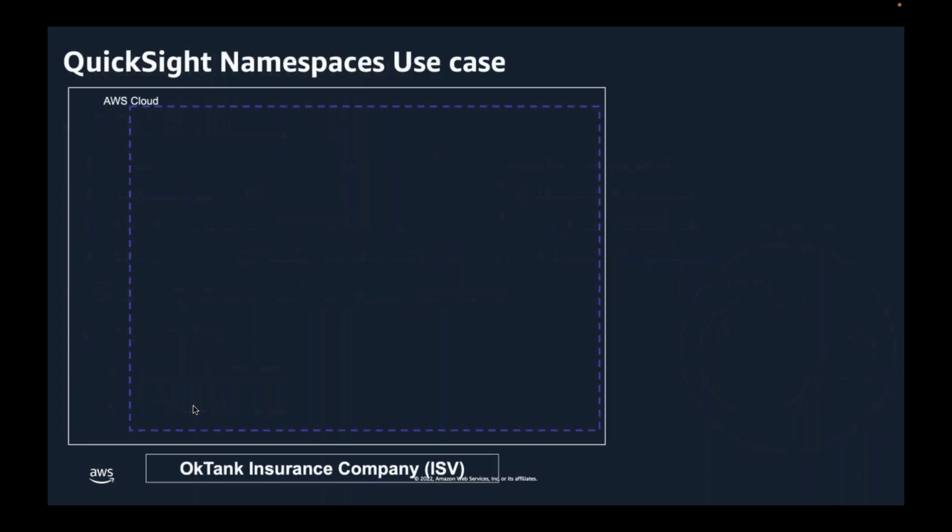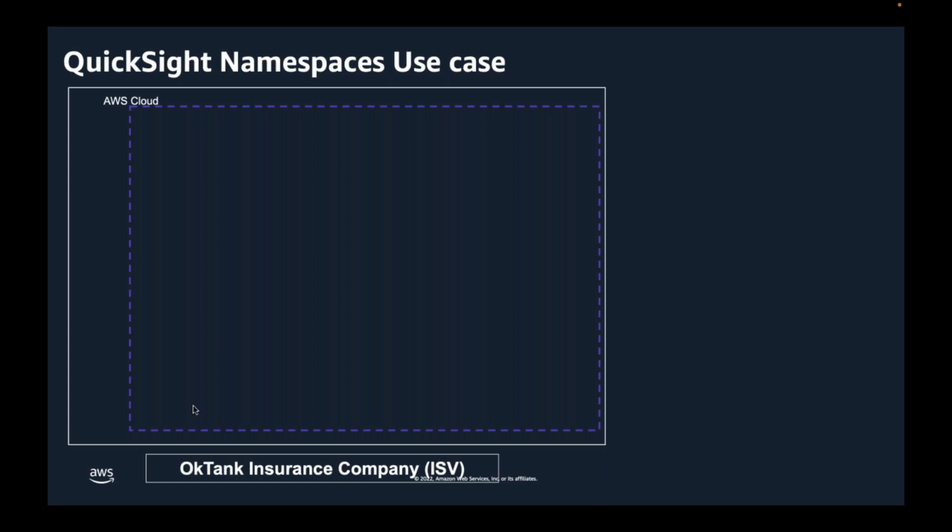Let's look at a use case, and hopefully that will make it a little bit more clear how and why you would use namespaces. So I have this fictitious company, OK Tank. It's an insurance company. It's an ISV. ISV is independent software vendor. So in this case, most of the ISVs have their own application, a SaaS app, which they use to embed QuickSight. Right? So QuickSight is part of that SaaS app.